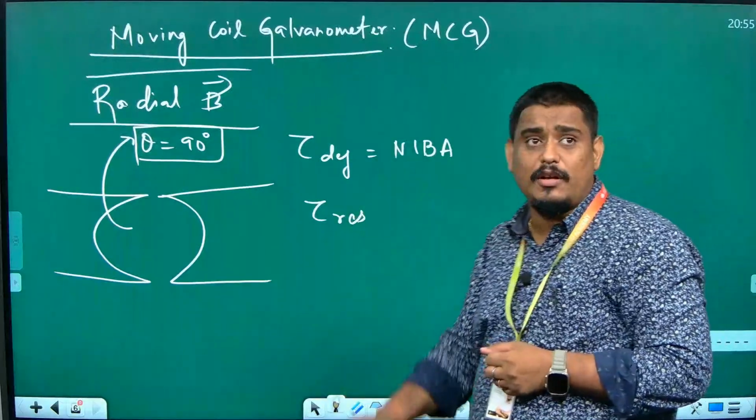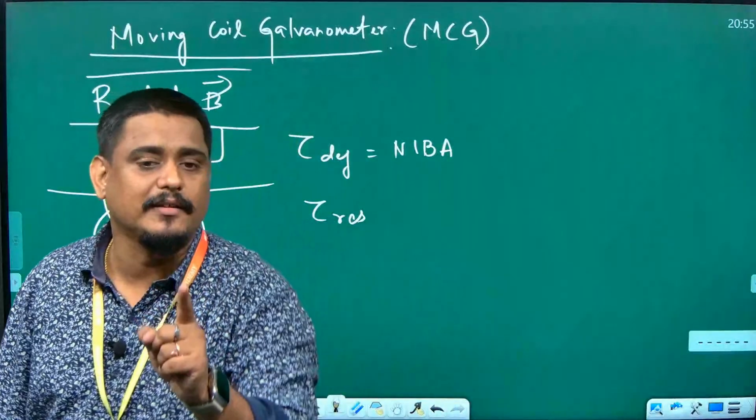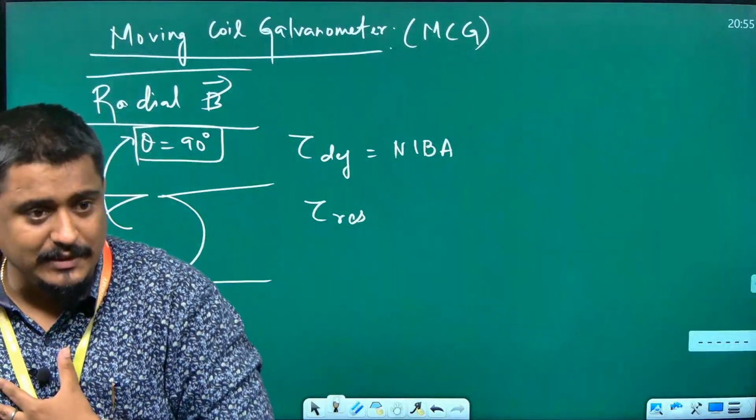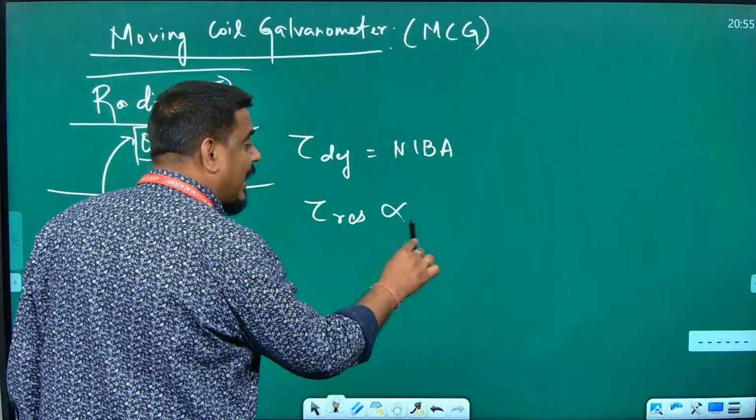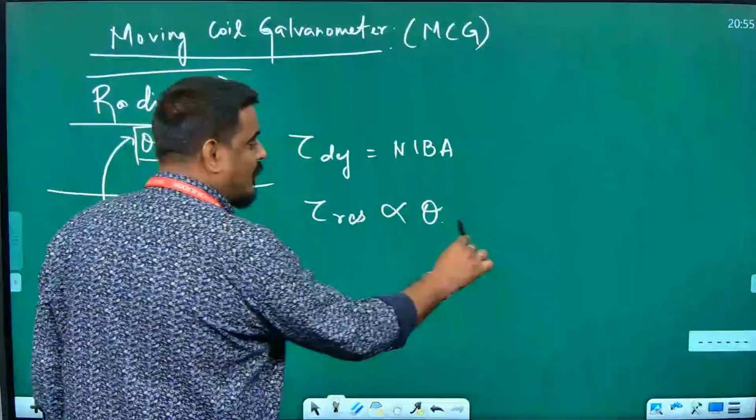And the restoring torque is purely given by whom? The spring. So I should make a spring in such a way that the restoring torque depends upon the angle of twist. I am taking theta as what? Angle of twist.